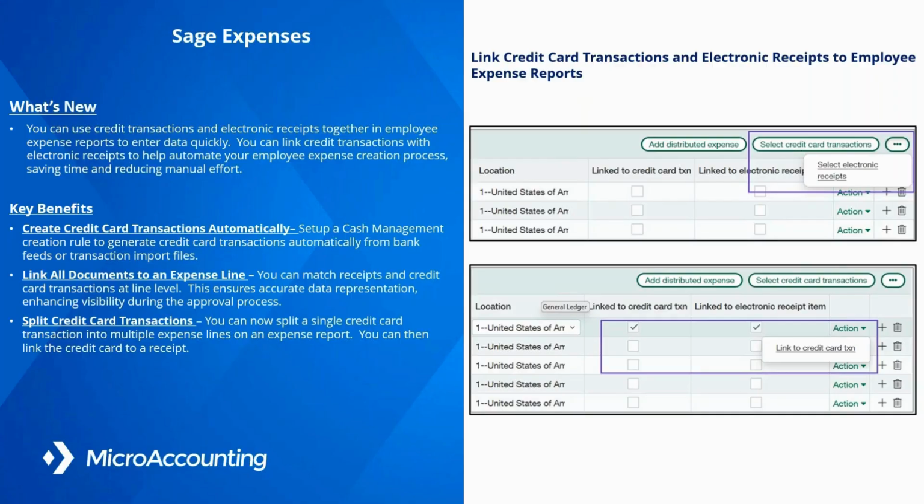We can link documents, like I mentioned, at the expense line. That's huge. And then we can even split those transactions now. So let's say I have a receipt that's going to have both my hotel, well, it's got a lot of stuff, hotel and maybe airline, and I can split those out and I can code those separately. So a lot of improvements around Sage expenses.